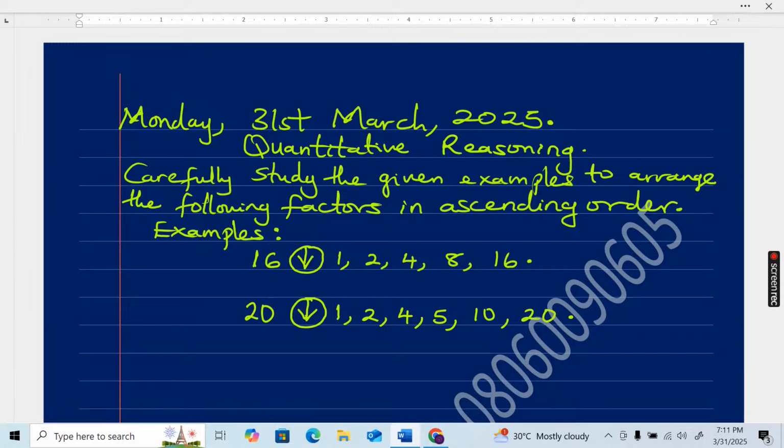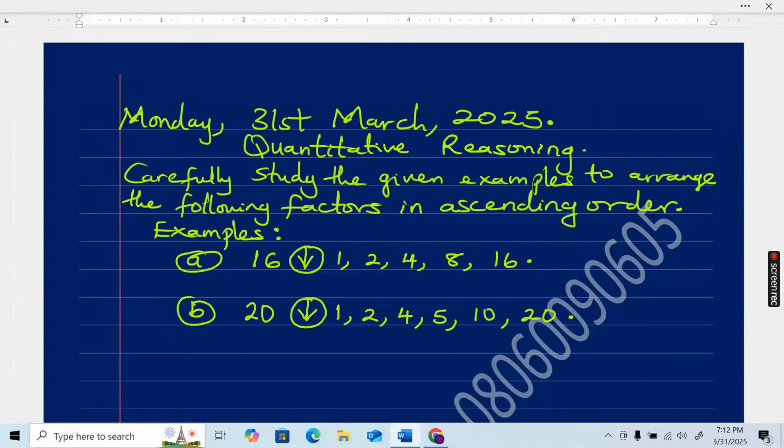Now let us study the examples. This is example A, and I have example B. Now if you look at the example A, 16, and after the arrow, I can see some numbers after the arrow. Now the numbers after the arrow, if we look at them very well, you will think exactly what are these numbers meant for? How do they relate to 16? Looking at example B also, how do the numbers relate to 20?